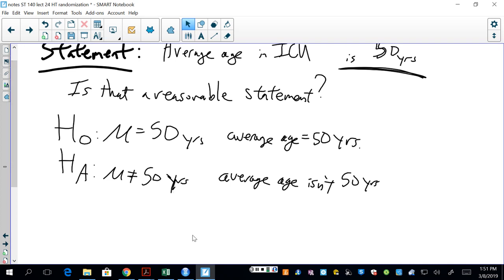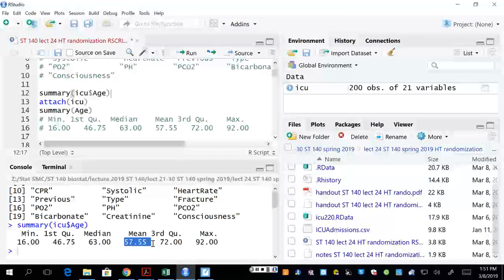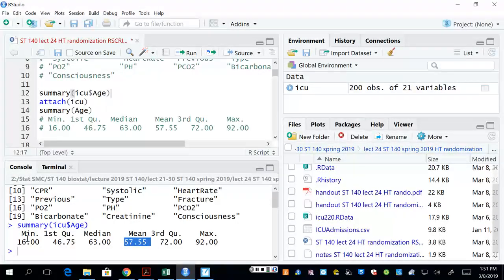It's always good to look at your data a little bit to see what they look like. The summary of the age: the average age in our sample was actually 57.555. It ranged from 16 up to 92. Maybe they allow 16-year-olds into the ICU when they're not counted as children if they come in under their own recognizance or something.